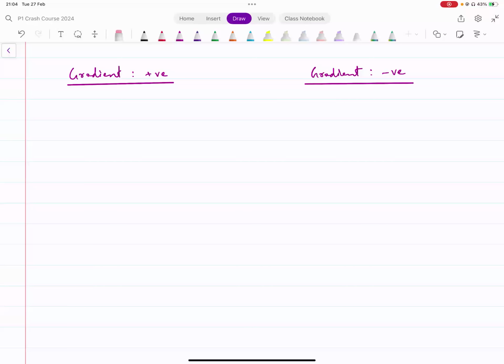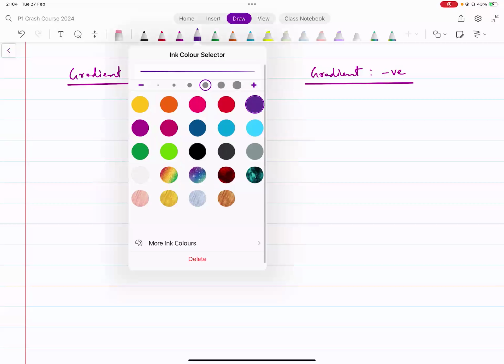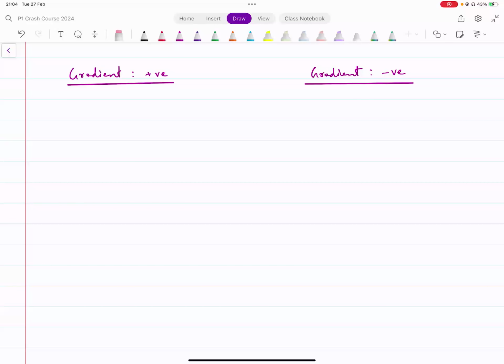When would the gradient be positive? When, going from left to right, the graph is going up. It would be like this, all of these different possibilities. As you go from left to right, the graph is going up. Okay, so this is one possibility.